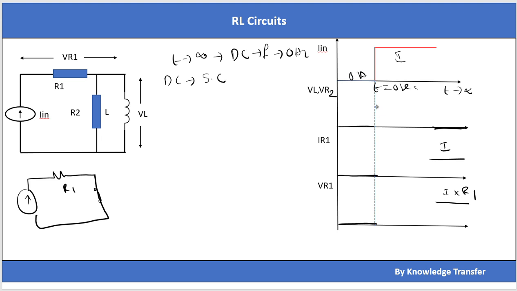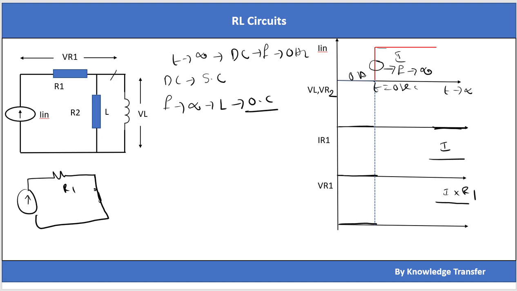So let's see what will happen at t equal to 0 seconds. At t equal to 0 seconds, the current is suddenly jumping from 0 ampere to I ampere. There are high frequency components, that means frequency tends to infinity here. As frequency tends to infinity, the inductor acts as an open circuit. So if the inductor is open circuited, is there a way that the current source can pump all the current through the circuit?